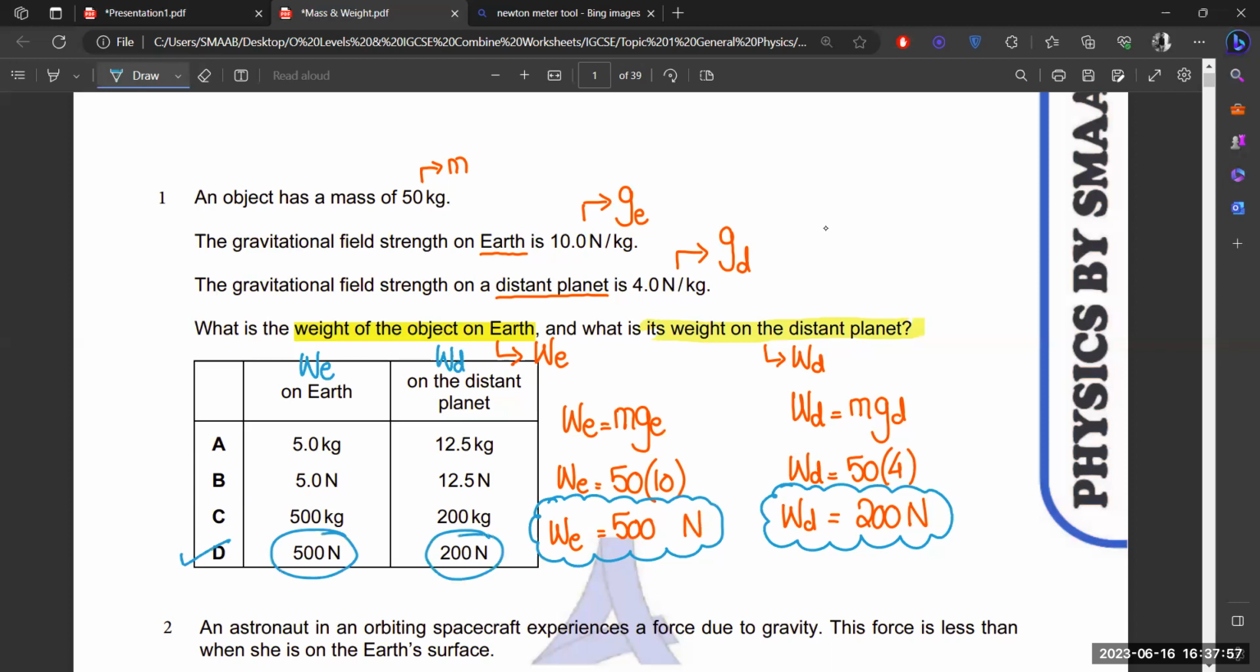In option C, there is a problem in the SI unit. The kg. We know that kg is the SI unit of mass, right? And the SI unit of weight is Newton. So there is a problem in the SI unit, right?